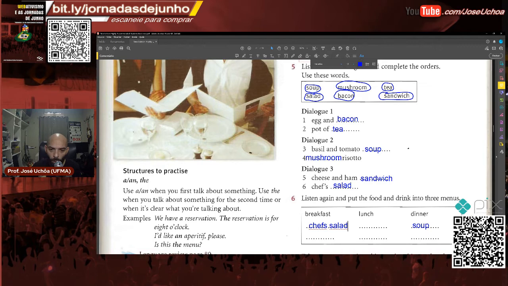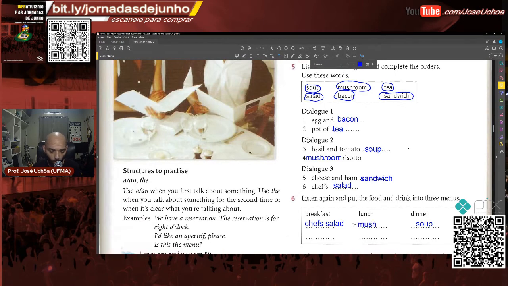I don't know, it's a very free choice, you know, because it depends on cultural contexts. But considering the Anglo-Saxon cultural context, I think it would be like this. Now, we dealt with the soup, with the salad. Now, the mushroom risotto. Where would you put it? You're probably right if you said in the lunch menu.